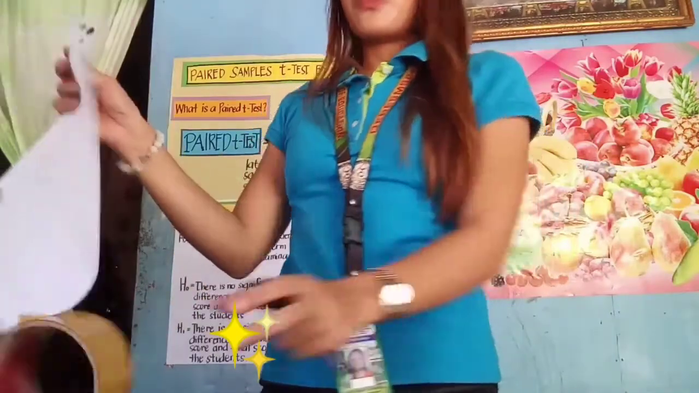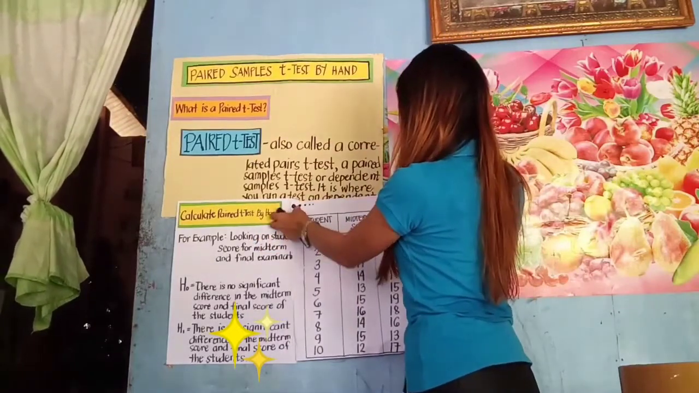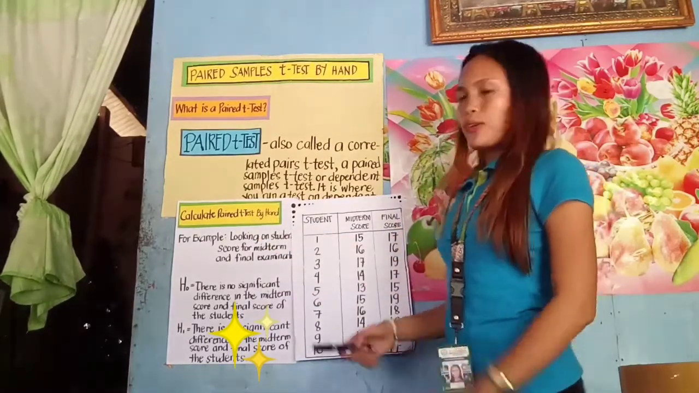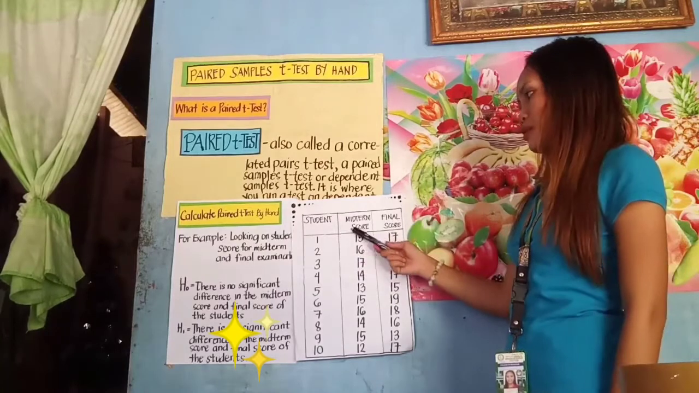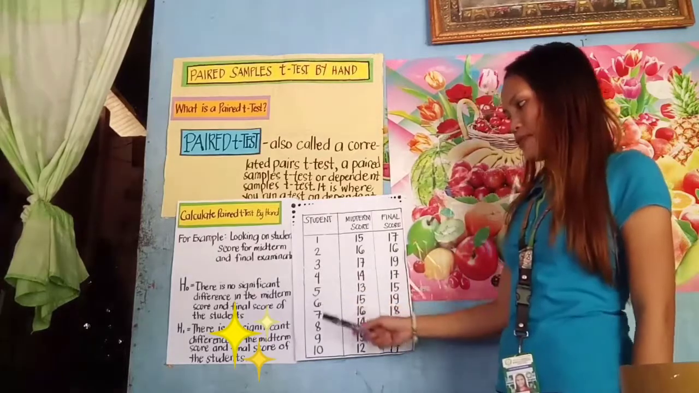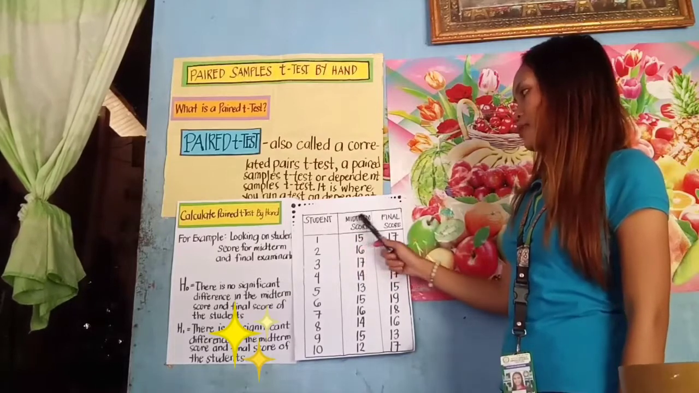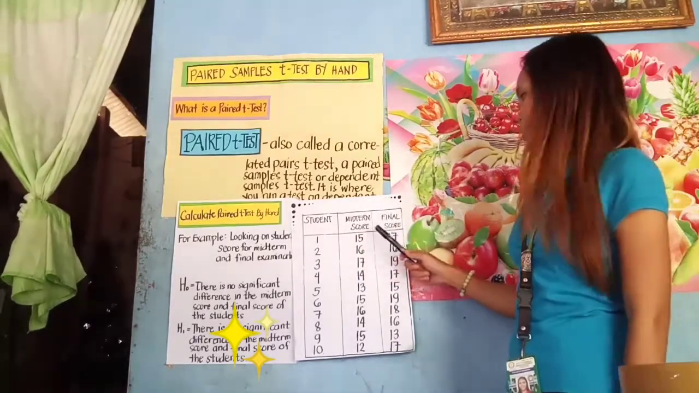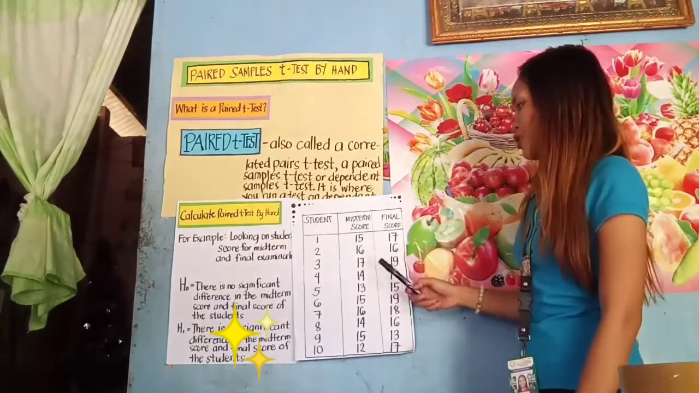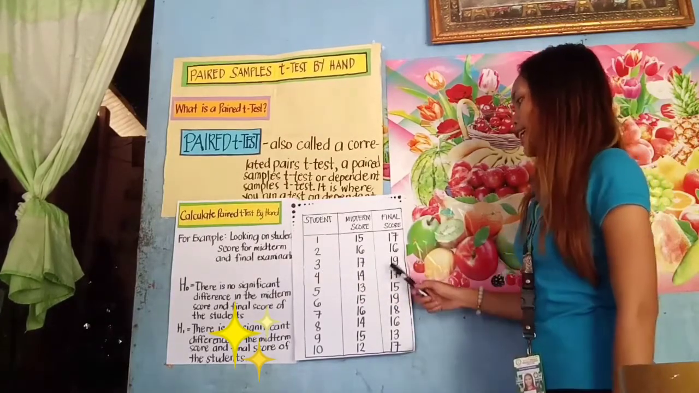So, now, we are going to do an example. We are going to calculate paired t-test by hand. So, given this, the student, the midterm score, and the final score. Student 1, 2, 3, 4, 5, 6, 7, 8, 9, and 10. Student 1, midterm score is 15. The final score is 17. Student 2, 16 is the midterm score and the final score 16. Student 3, midterm score 17, final score 19.